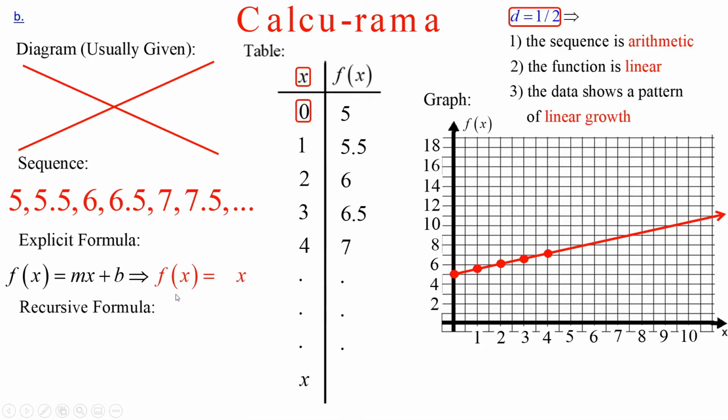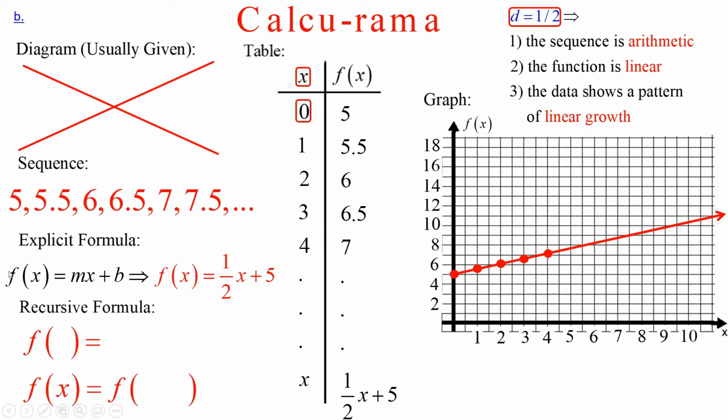Alright, so let's fill that out. So f of x equals, and you guys now know that the common difference is the same thing as the slope, 1/2 x plus my y-intercept, and I can see the y-intercept in my table, it is 5. I can also see it pretty clearly on my graph right there, 5. Now the recursive formula. Let's put the 1/2 x plus 5 right there.